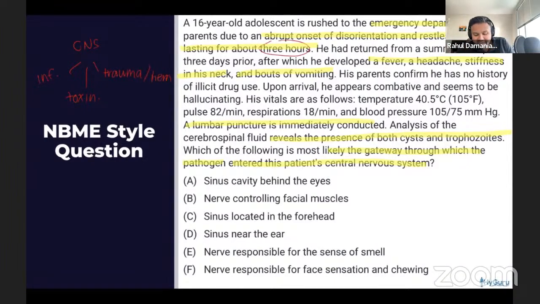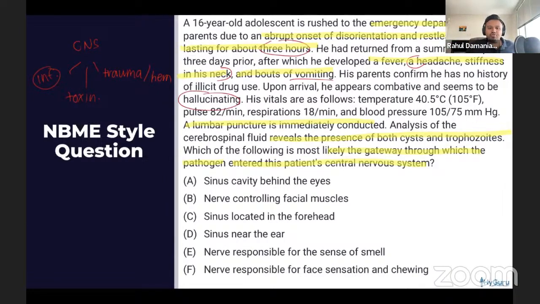Now, once they say that the patient has meningeal signs, infection goes up on your differential, and bouts of vomiting may indicate that the patient either is not feeling well, has systemic inflammation, or there is some increased intracranial pressure. Now, this patient actually has encephalitis. Remember, encephalitis usually has altered mental status in the test question.